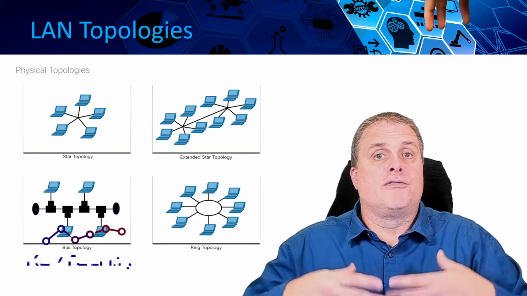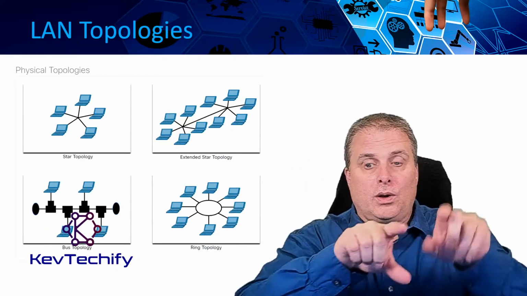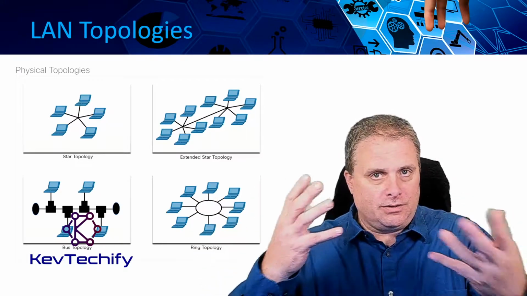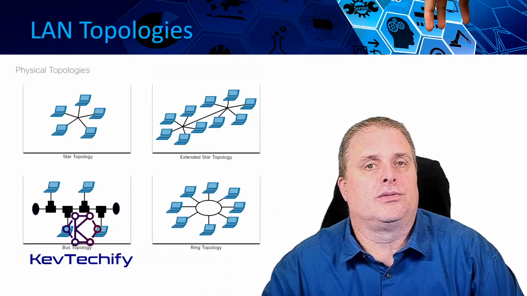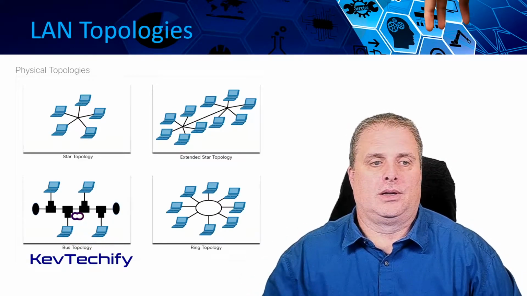Now, if you drew it physically, how the wires actually ran, it would be all the computers, all the wires run down and up, and it doesn't look like a star. And so that's another difference between the logical and the physical topologies. Star is the most common one we've seen.